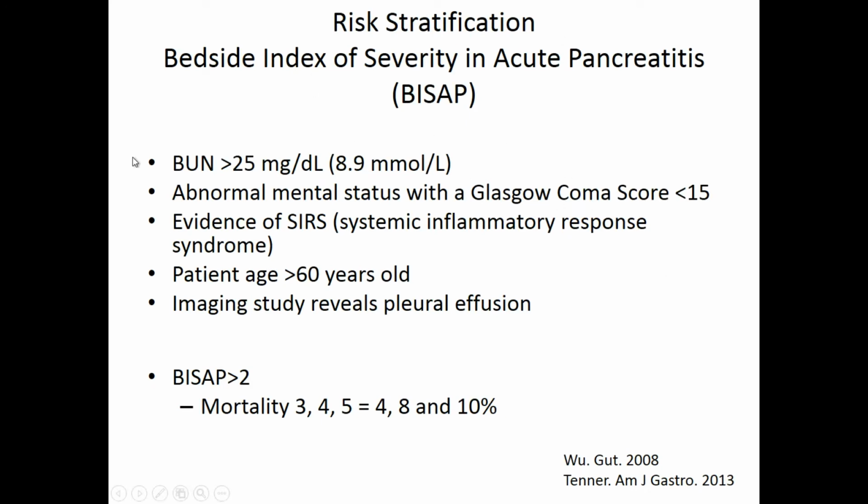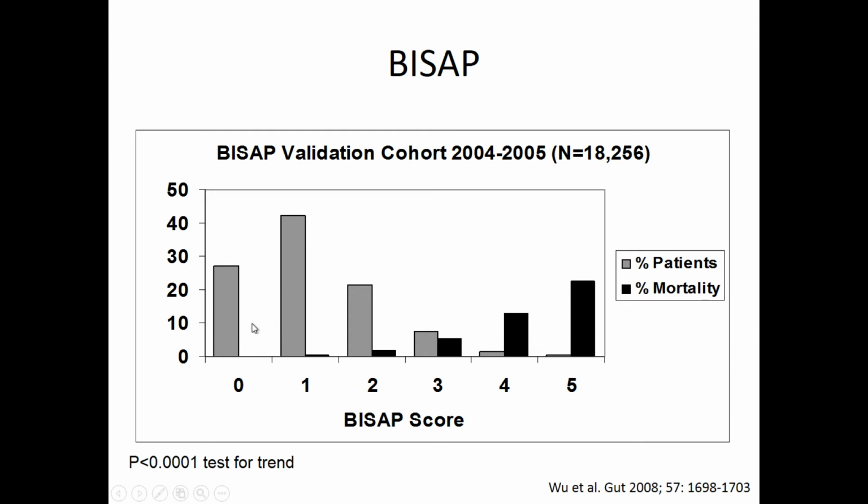Another risk stratification tool that was developed at the Brigham is the Bedside Index for Severity in Acute Pancreatitis, BISAP. And this includes those 5 criteria. For each criterion, the more you have, the greater the mortality associated with the case. So BUN elevation, abnormal mental status, evidence of SIRS, patient older than 60, and presence of pleural effusion. You can see here that most patients have a low BISAP score, but the more you increase it, the greater the mortality.